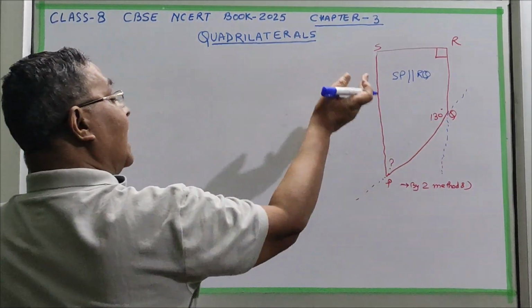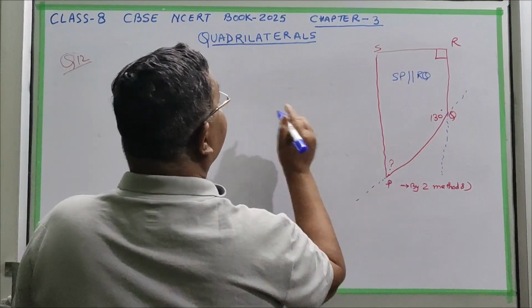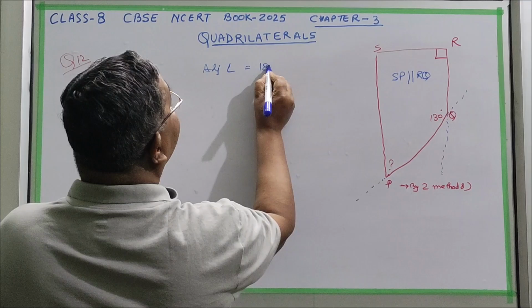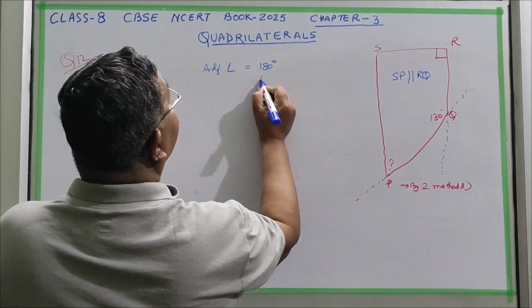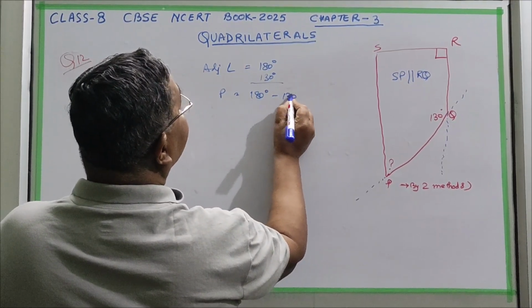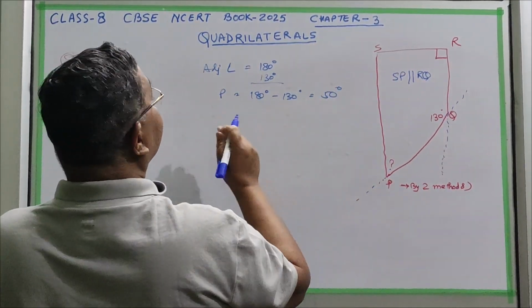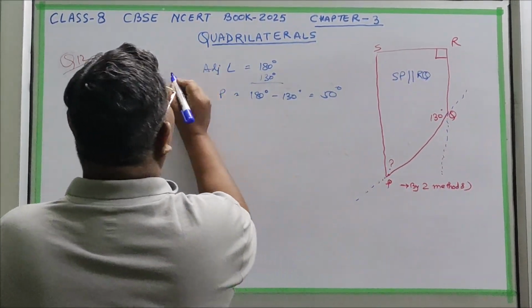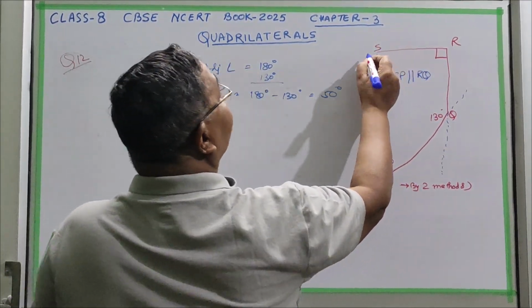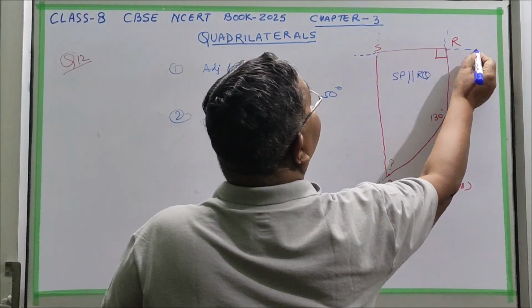So the angles on one side of a transverse line always add up to 180 degrees. That is, adjacent angles total 180 degrees. If one is 130 degrees, then P is equal to 180 degrees minus 130 degrees, which is 50 degrees. This is one way. Now the other way. The first method is over. For the second method, take this as a parallel line and this as the transverse line.